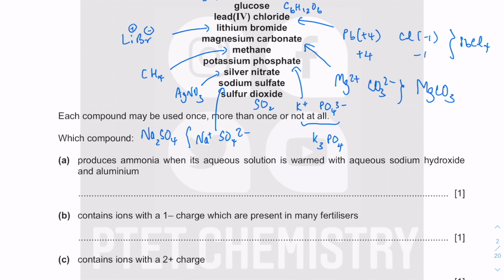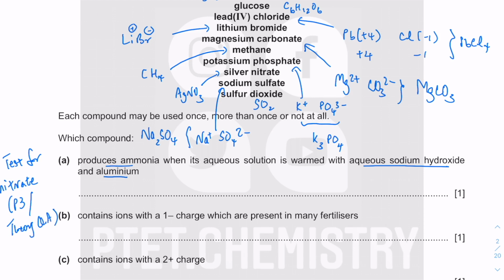Which compound produces ammonia when its aqueous solution is warmed with sodium hydroxide and aluminium? So this is not looking at ammonium salt plus sodium hydroxide giving you ammonia, but this is in the presence of aluminium. So this is a test for nitrate, and these are straight from your paper 3 and also your theory qualitative analysis.